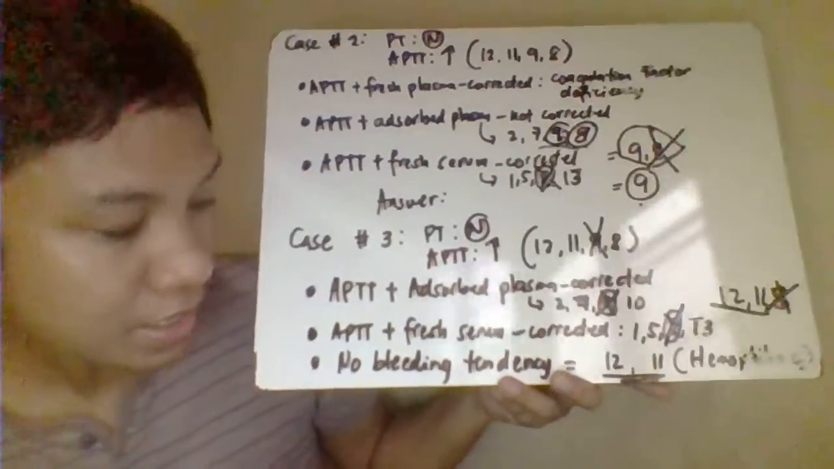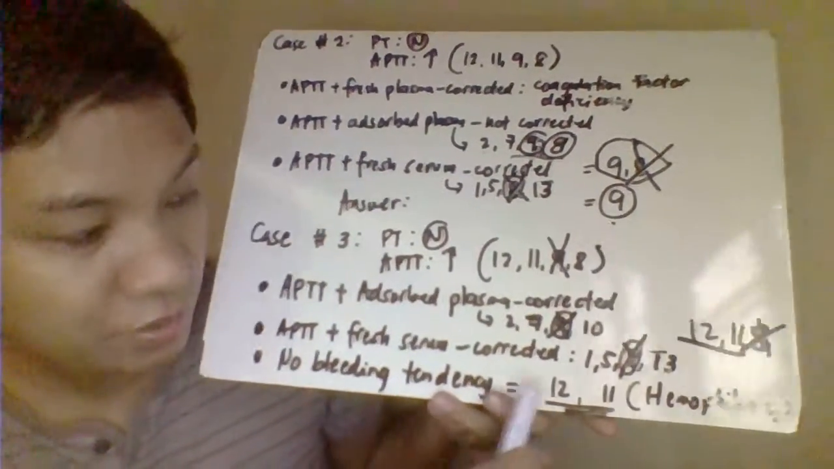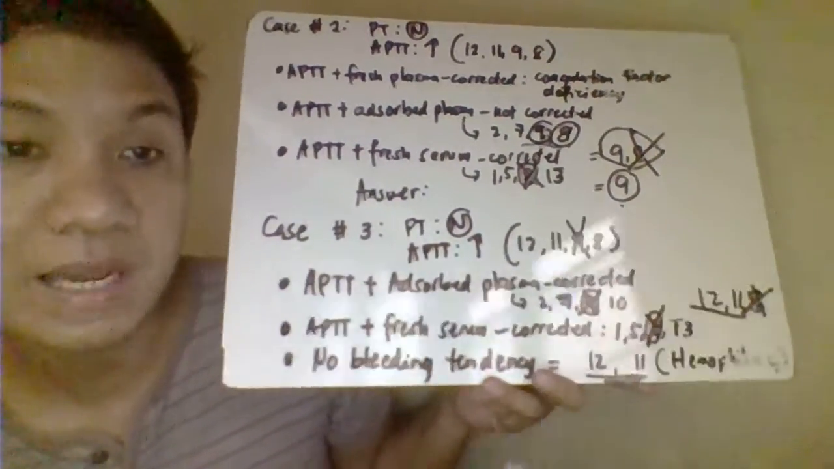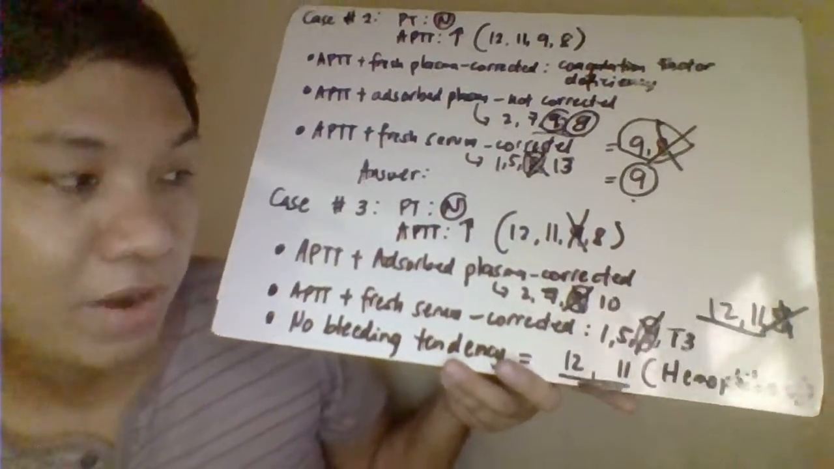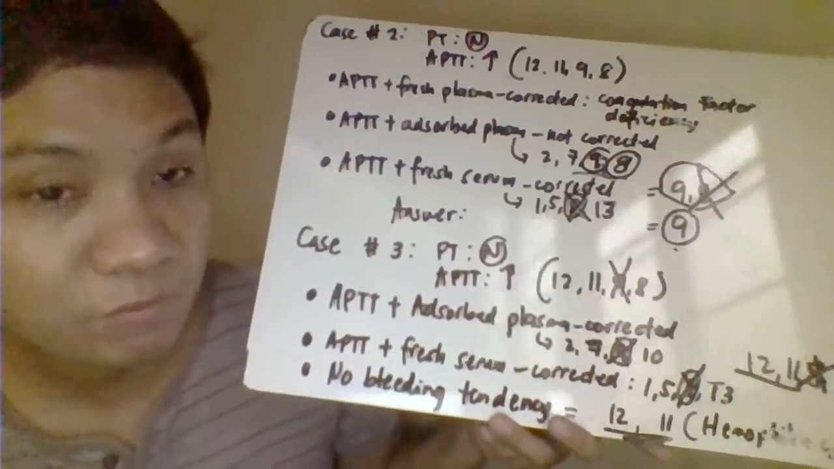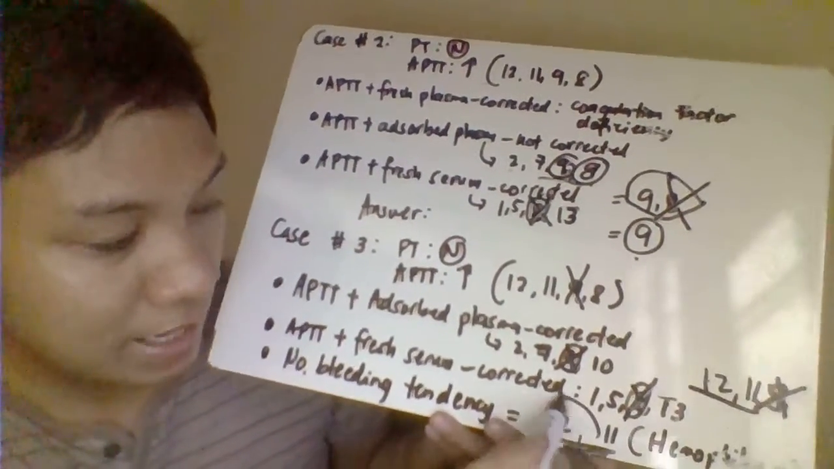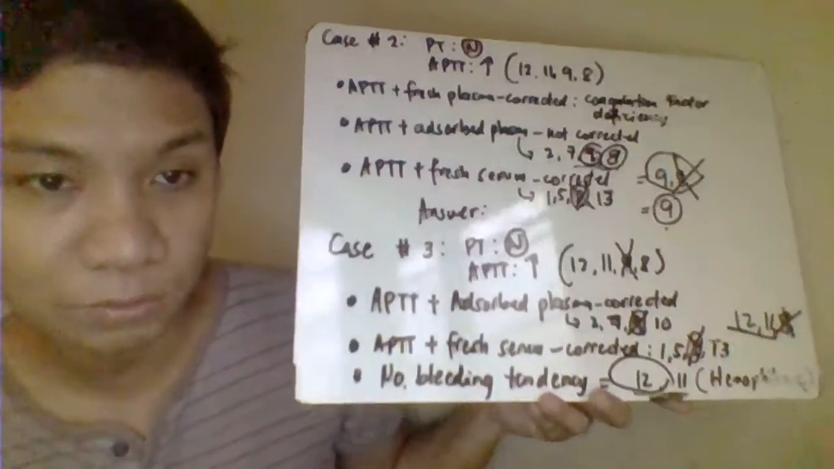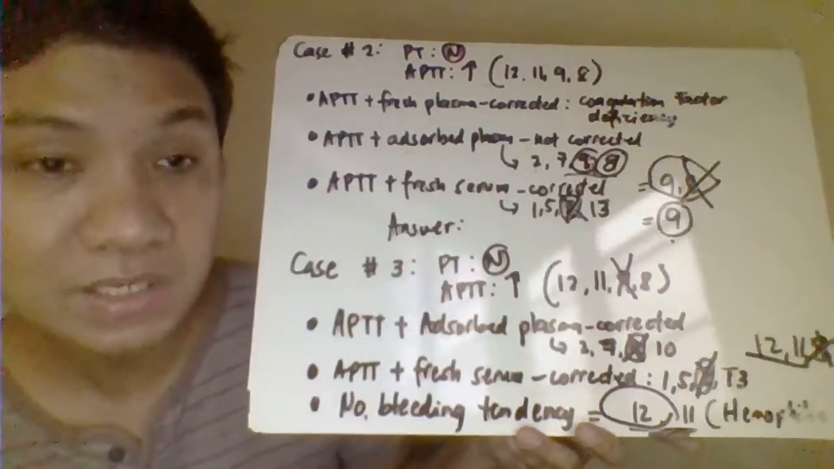Okay, next condition here, no bleeding tendency. Okay, so between your factor 12, factor 11 is your hemophilia C, and therefore may bleeding ang factor 11 natin. Factor 12, walang bleeding tendency. So, no bleeding tendency, so ang sagot natin, ang maiiwan na lang is factor 12. That will identify our deficiency of the patient.